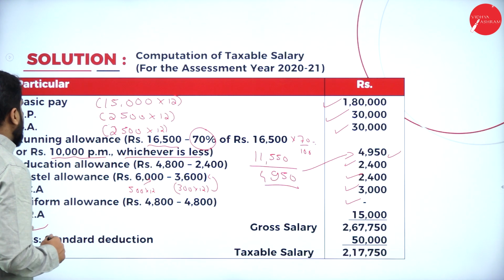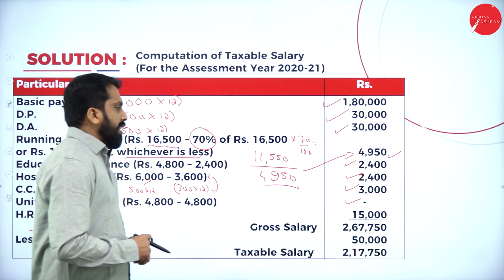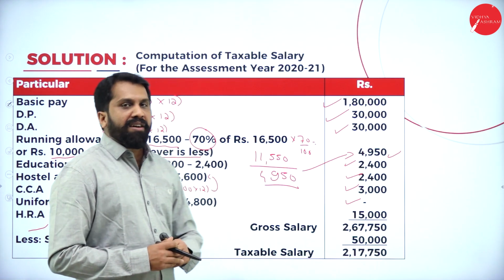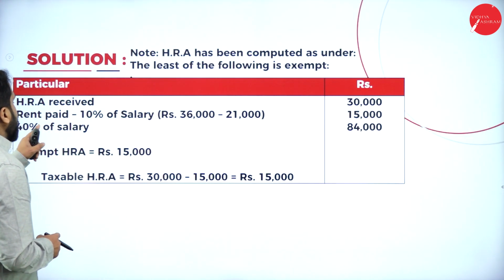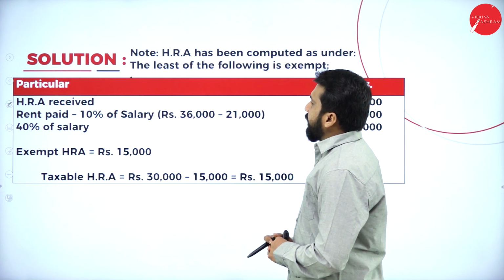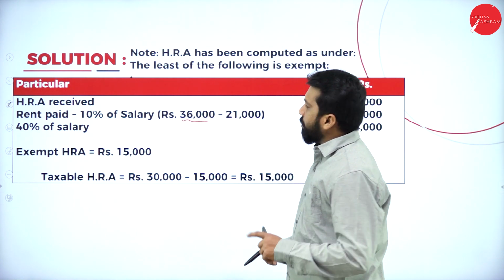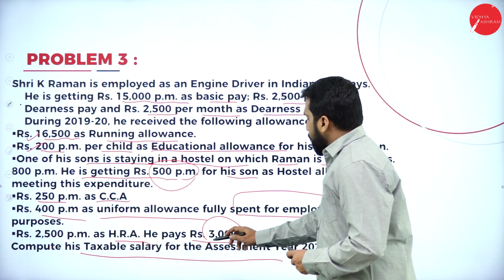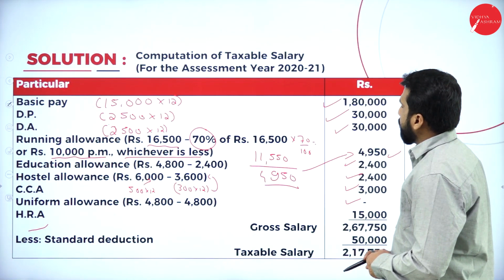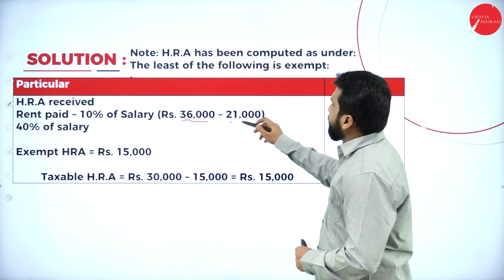Next, HRA, house rent allowance. Now, under house rent allowance or HRA calculation, we'll go back to your HRA calculation, then we'll come back with the final answer. HRA received is 30,000. Rent paid minus 10% of salary. Now, your rent paid is how much? 36,000. I'll go back to your question. 3,000 per month, 3,000 into 12, 36,000. So it will be 36,000 minus 21,000.